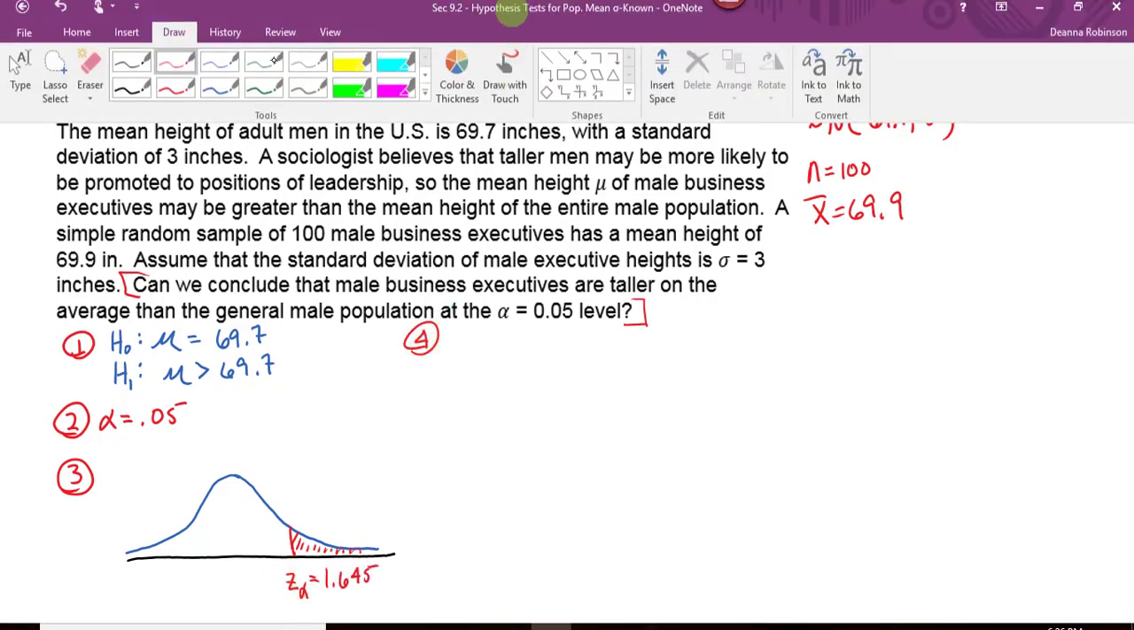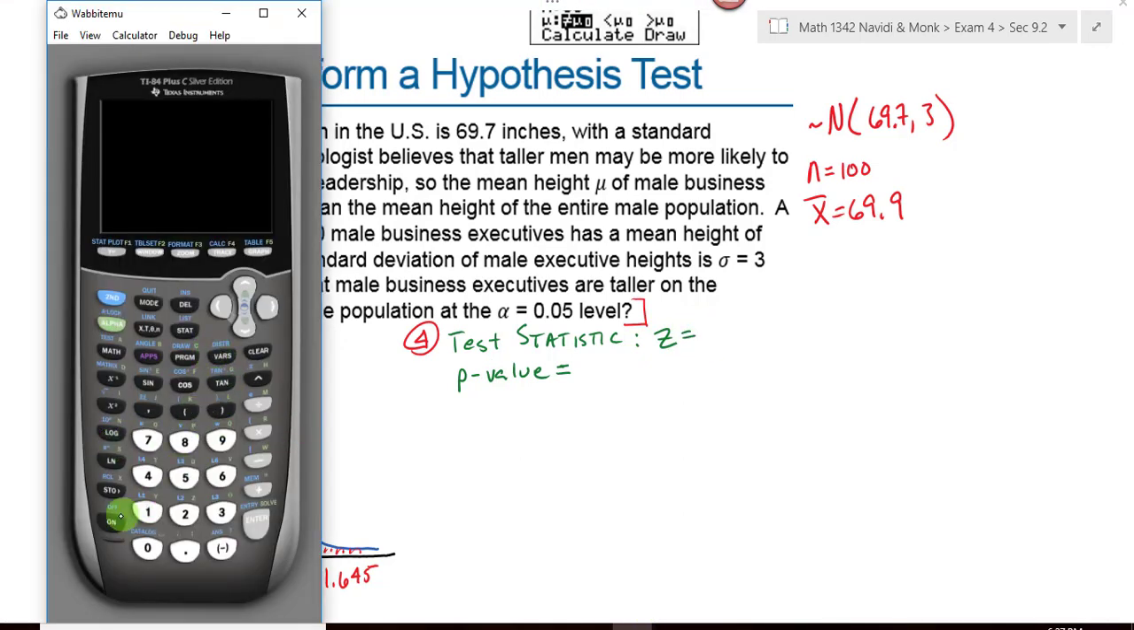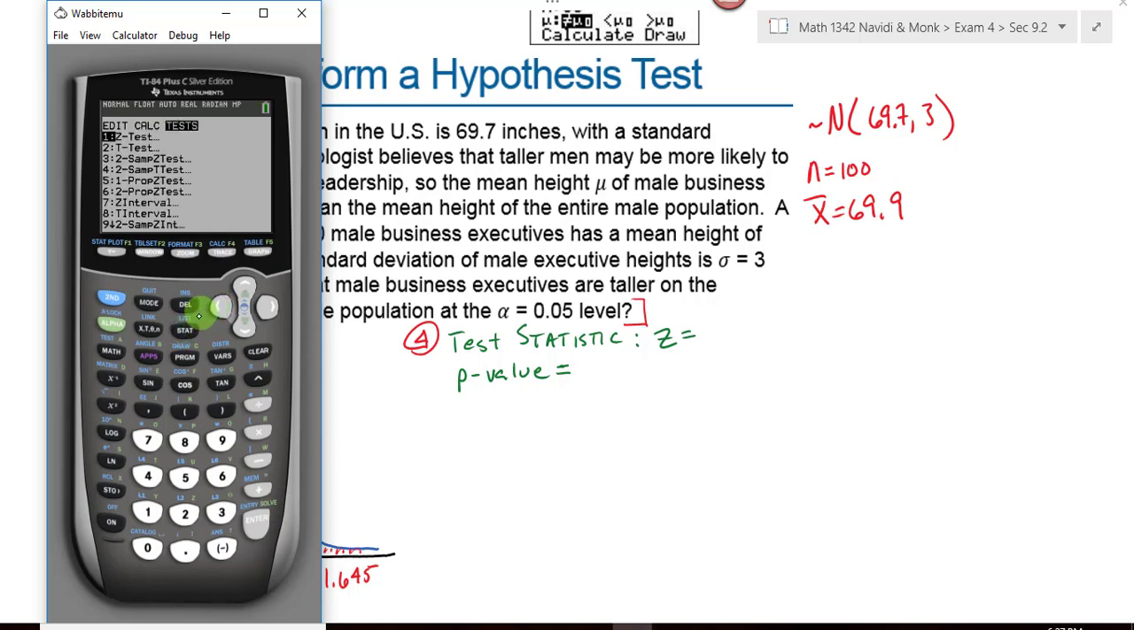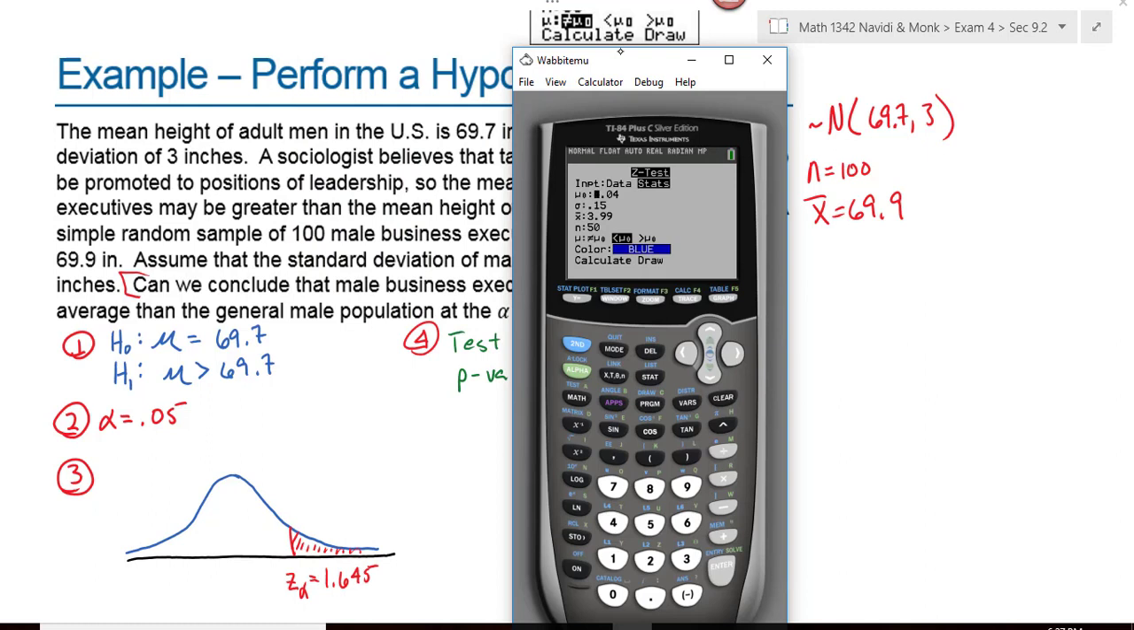Then I need to go to my calculator so that I can identify my test statistic and my p-value. My test statistic is going to be a z-score, and it's going to be z equals some number. So we go to our calculator, we hit stat, test, z-test is the first one. I have summary statistics, so I hit enter. And what do I use for this number right here? 69.7. And what do I plug in for sigma? 3. And x bar?